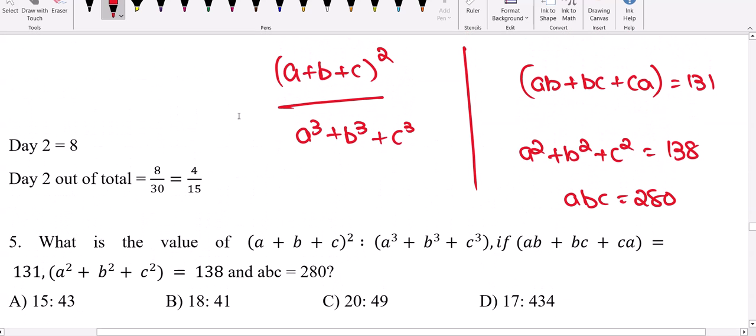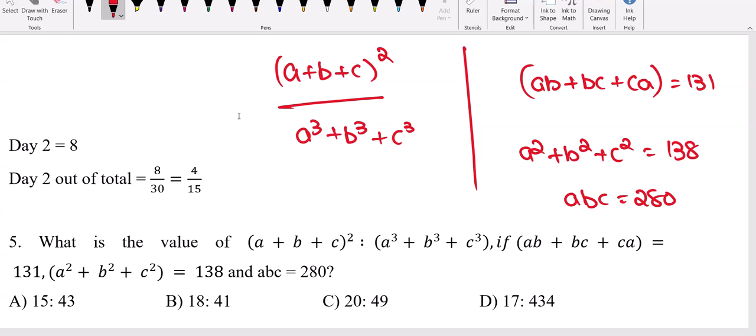Now work on it. Yes, option C is fine, but how you are getting that answer is important. Check it out. Simplification: numerator (a plus b plus c) whole square, denominator a cube plus b cube plus c cube. And they have given in the question already that the product abc is 280.